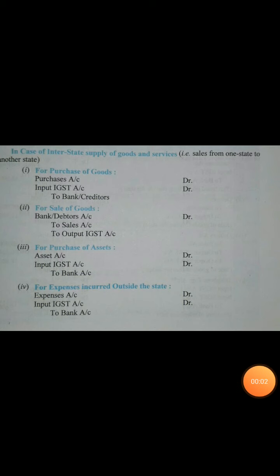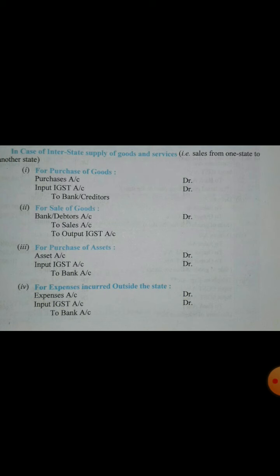Hello students. Last time I discussed GST and how to make journal entries when GST is involved in case of purchases or sales, purchase of any assets, or paying any expenses. How to calculate and how to make journal entries in the books.